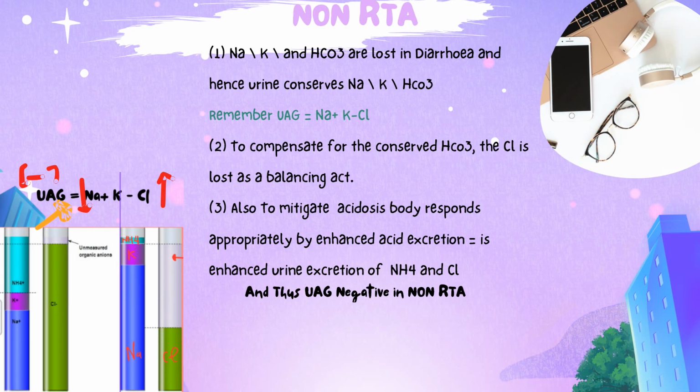So you would get a negative urinary anion gap in gut pathologies. Let's remember that gut pathologies of non-RTA causes have a negative urinary anion gap. If you get stuck in an exam situation, remembering gut has a negative urinary anion gap would help you kickstart the other concept and remember the other concepts.